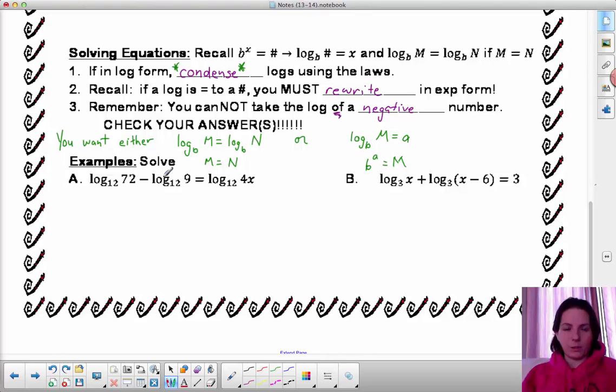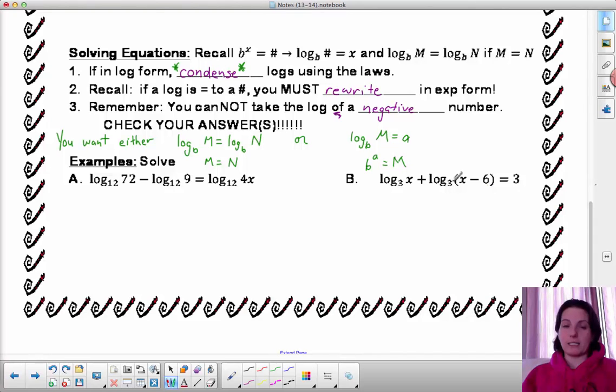So if you see the word log, the moment you see it, look down at problem A. The moment you see the word log, you say, okay, I can only have one on the left and at most one on the right. So I need to use those laws to make it so that I have log of something equal to log of something. Sometimes you won't have a log on the left and a log on the right. Sometimes it'll be like problem B, where you can get one log on the left and have it equal to a number. That's okay as well.